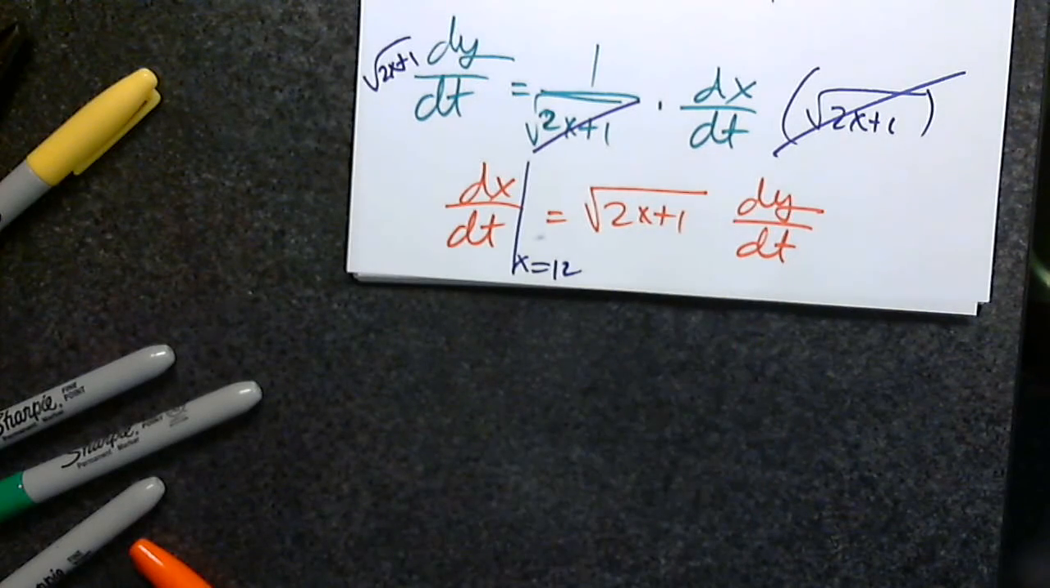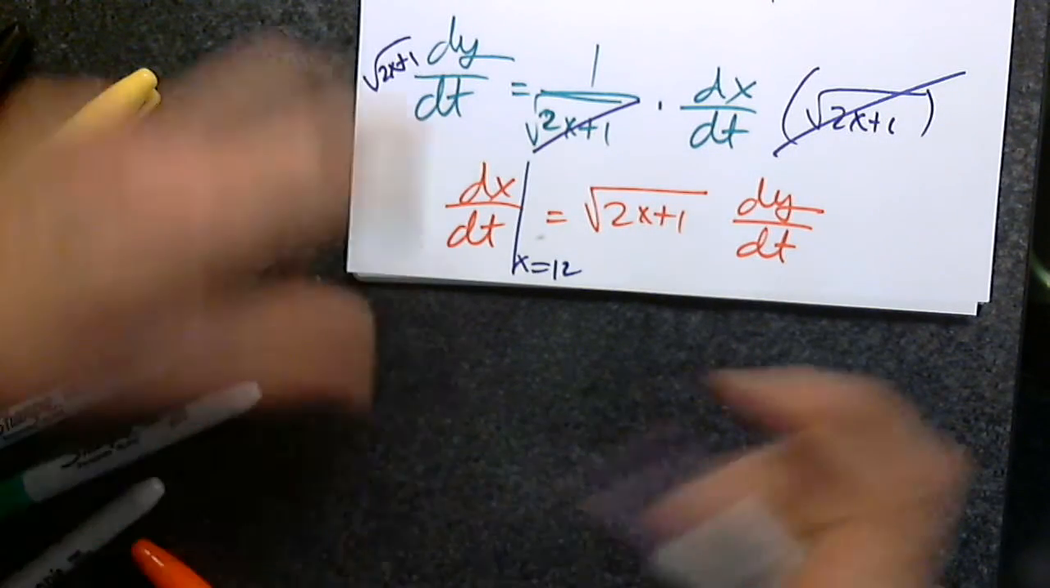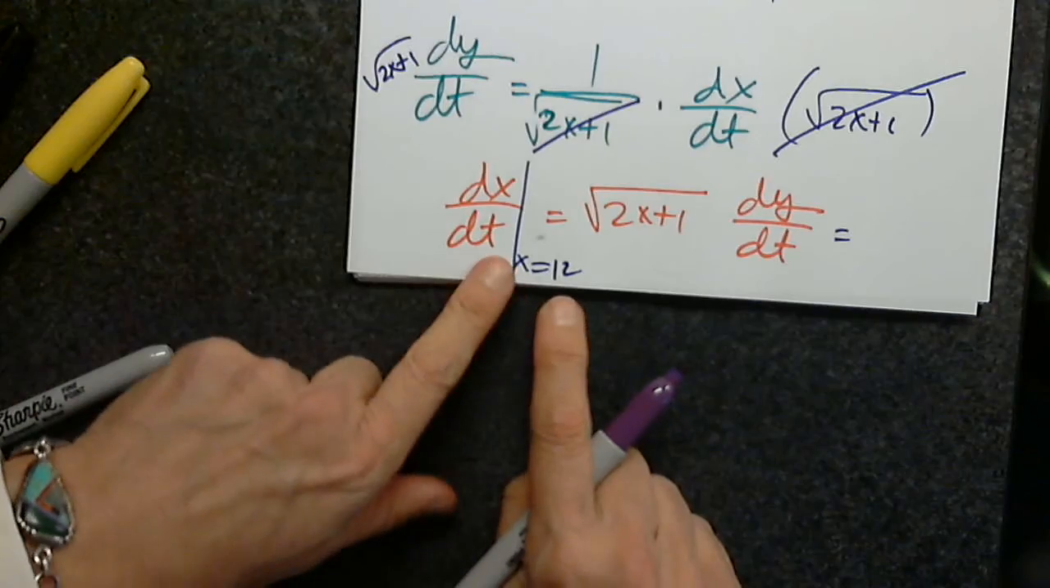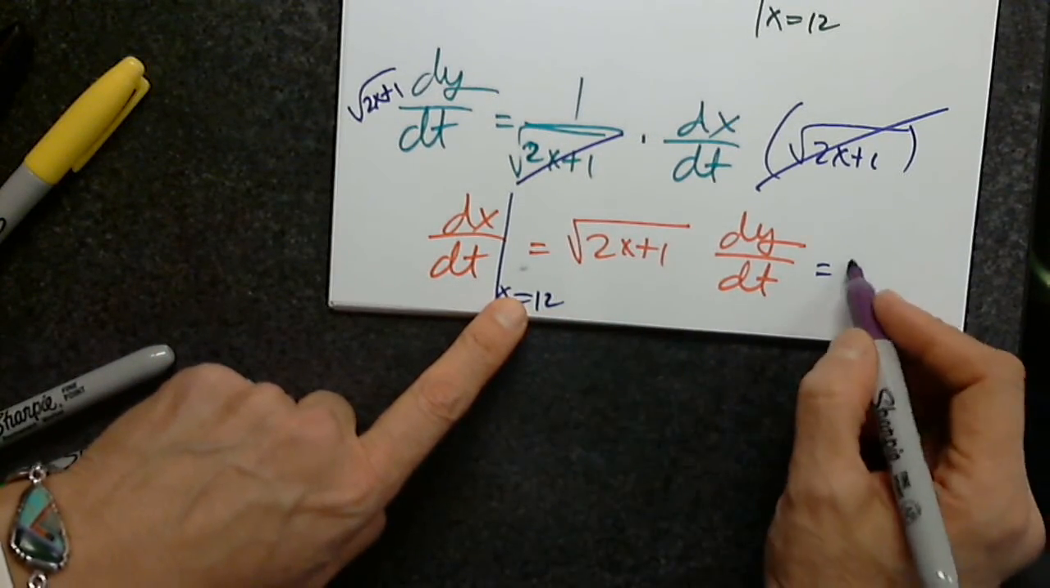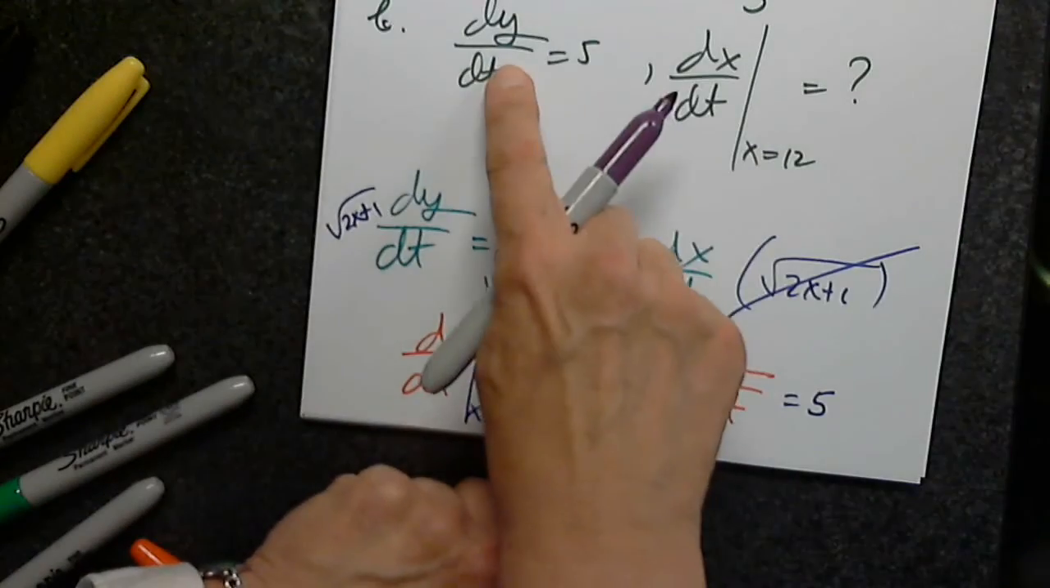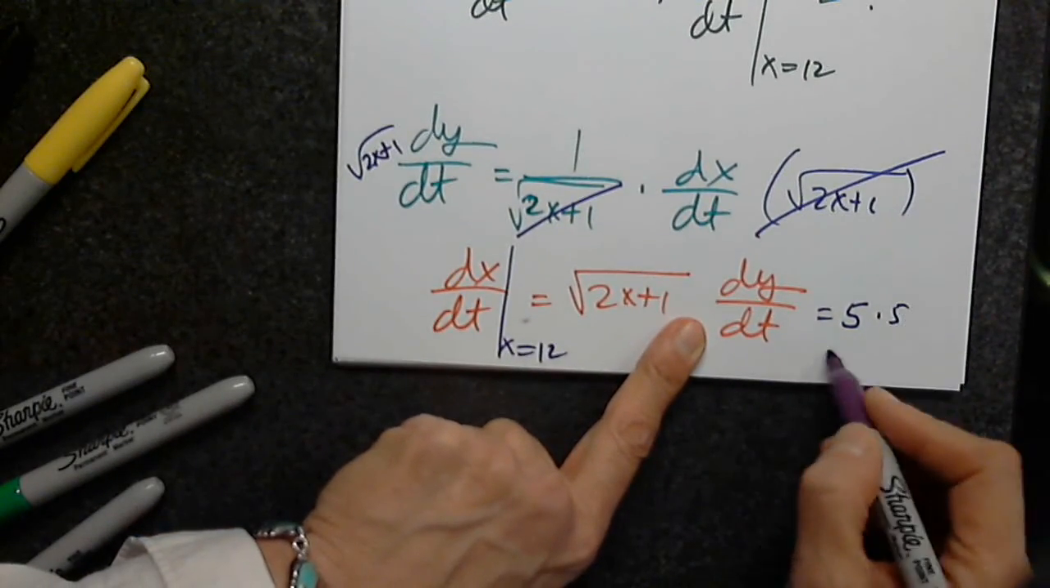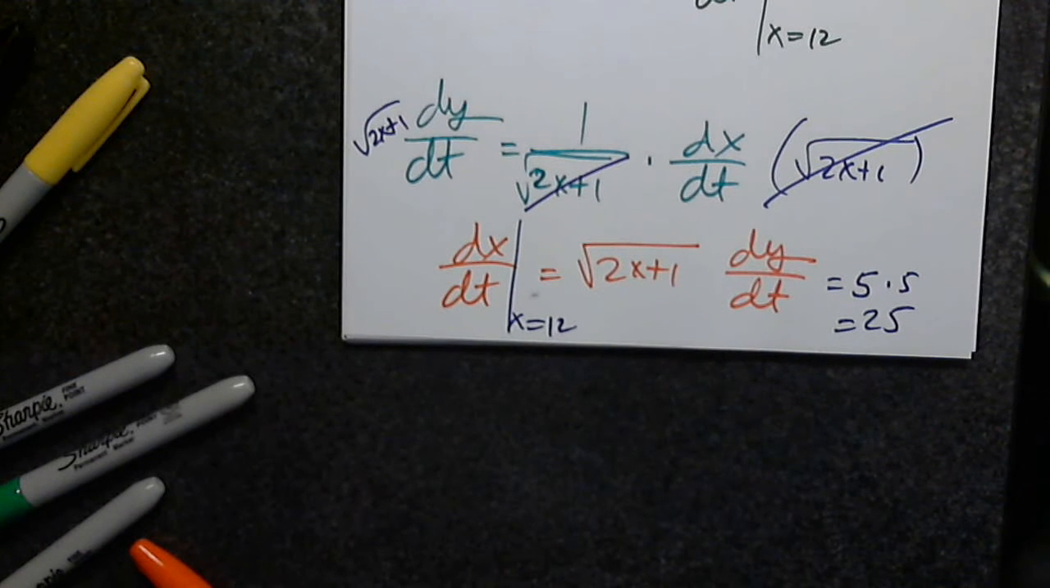So now when x is 12, let's see what we get. 2 times 12 is 24 plus 1. The square root is 5. And we are given dy over dt, that is 5. So the answer is 25, whatever measurement unit.